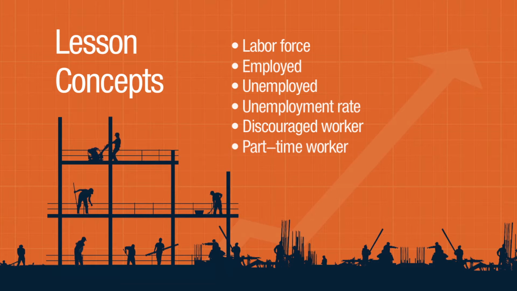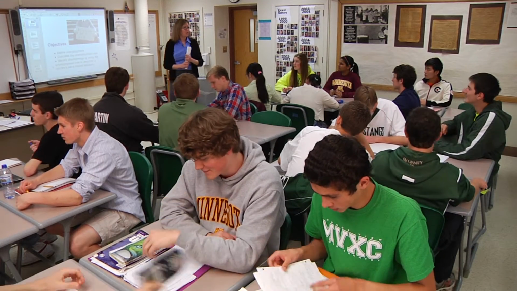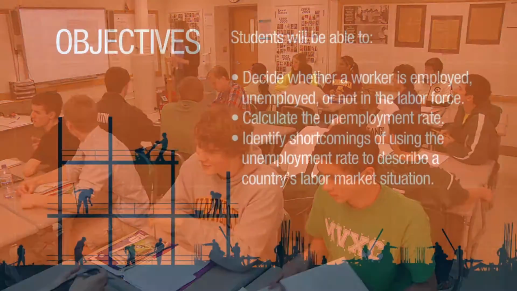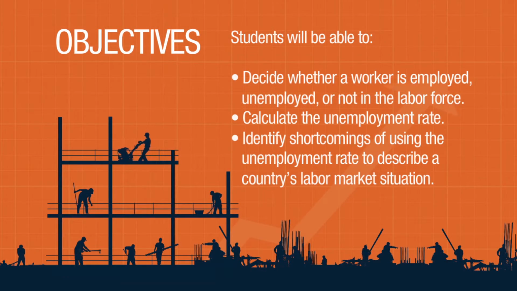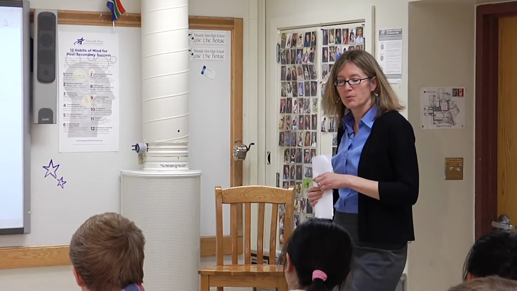Well, the lesson starts with asking the students if they know how the Bureau of Labor Statistics calculates the unemployment rate. So I put up the objectives for today. Hopefully by the end of the hour today, you will be able to define unemployment, calculate the unemployment rate, and that is according to the way that the U.S. government calculates unemployment statistics, and identify shortcomings of using the unemployment rate to describe the country's labor market situation.